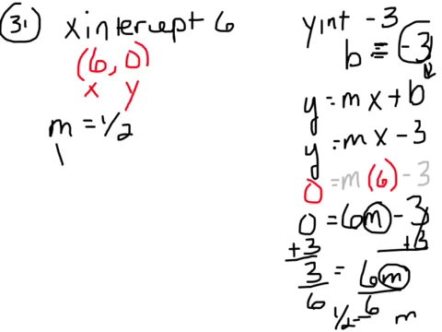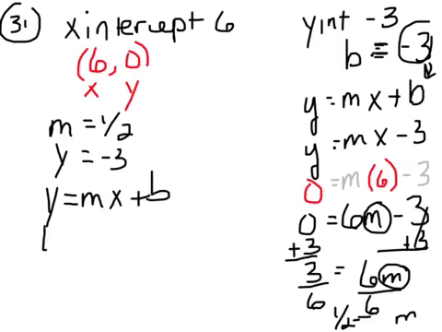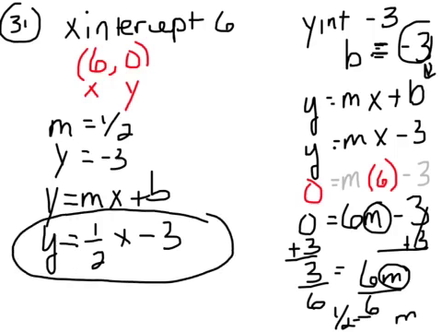Slope is 1/2. My y-intercept is -3. So I can now plug them in really easily. I have 1/2 of x, and then my y-intercept is -3. I could have put plus -3, but plus -3 is the same thing as -3, so I'm going to write that in there, and I'm done.